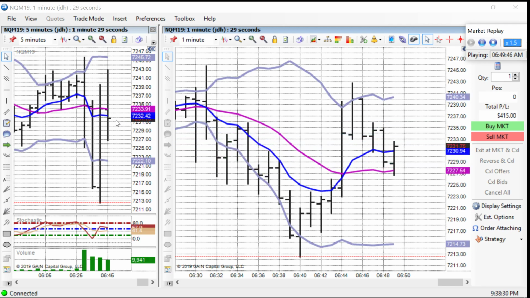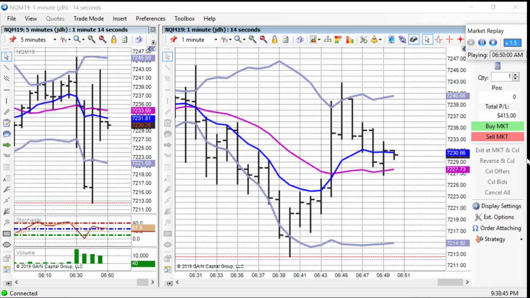So we have all this information to keep us from making the mistake of going long here. You see it's in a trading range. We see that the 5-minute chart is actually moving downward, even though this seems in conflict here.